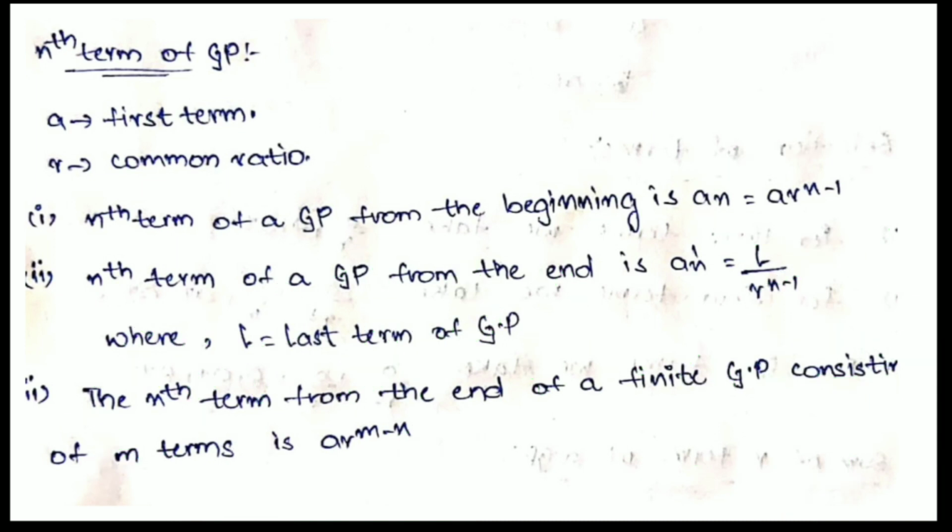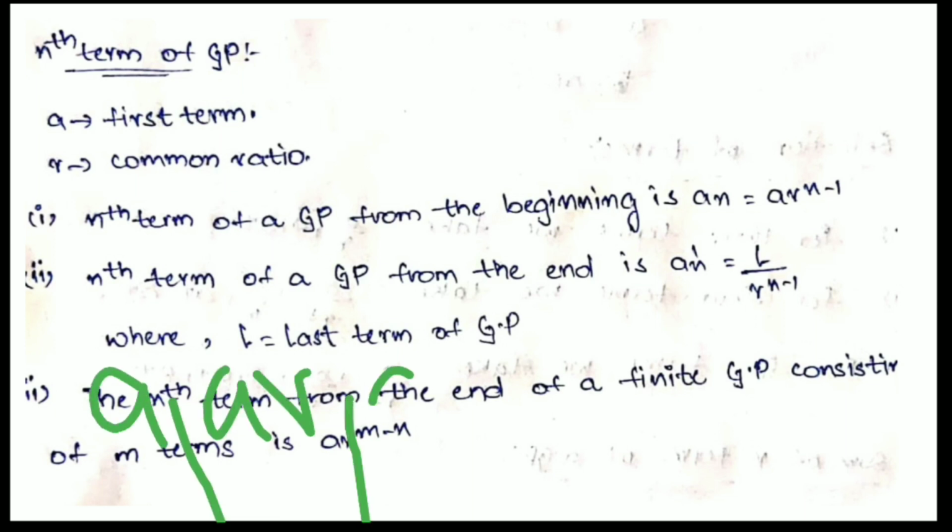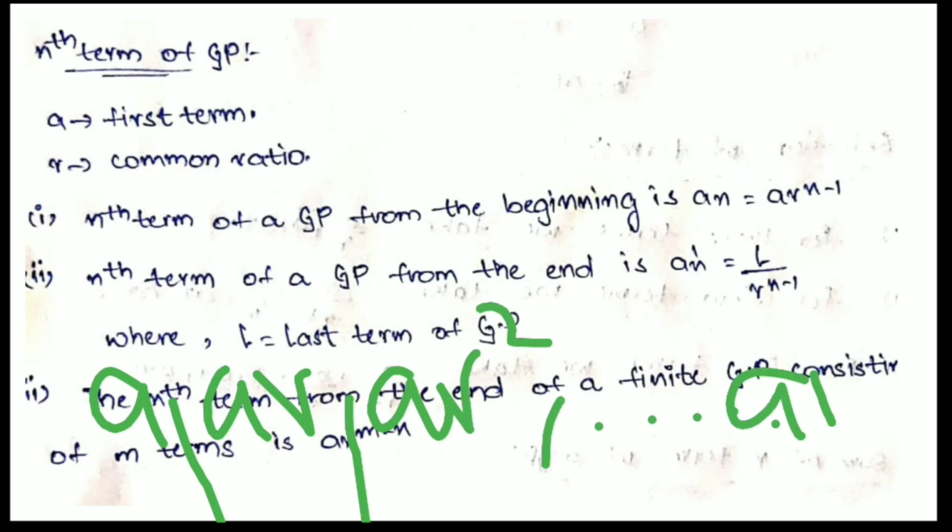Similarly, the nth term of a GP from the end is an dash equals l by r power n minus 1. L is the last term of the GP, l means here the last term. Now when we write ar square, and so on, ar power n minus 1, we are finding the nth term of a GP from the end. This is the first term of a GP from the end. Now if we want the first term, n equals 1, that is the last term, it becomes ar power n minus 1.